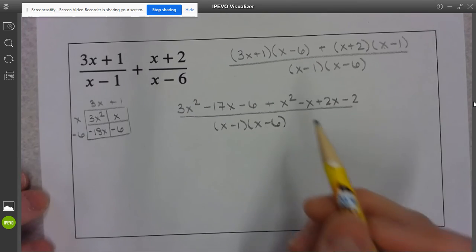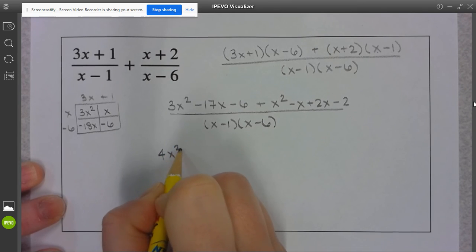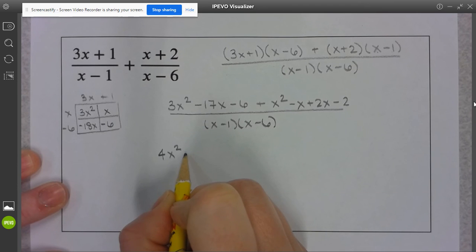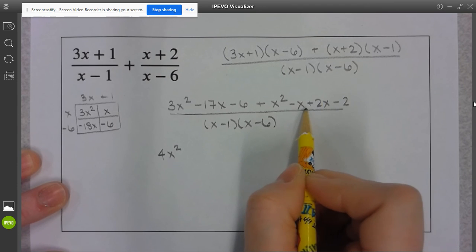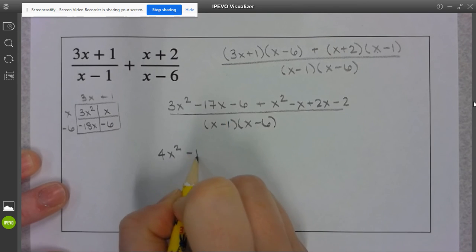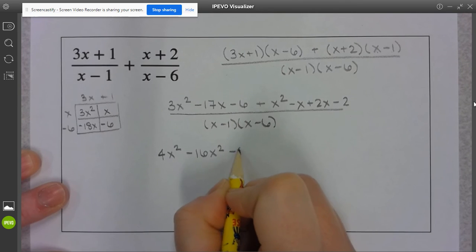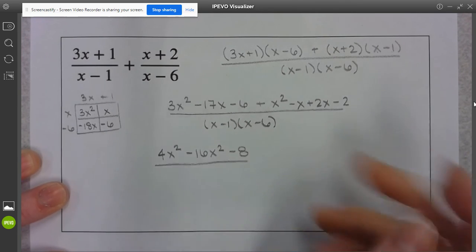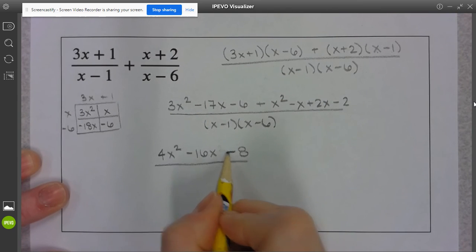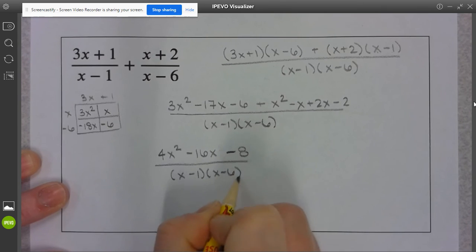So now I'm going to combine my like terms. So I'll have 4x squareds. Then this would give me positive 1, so minus 17 is going to give me negative 16x squared. And then negative 8. Oh, and this should not be x squared. This should just be x. Sorry. And then x minus 1, x minus 6.